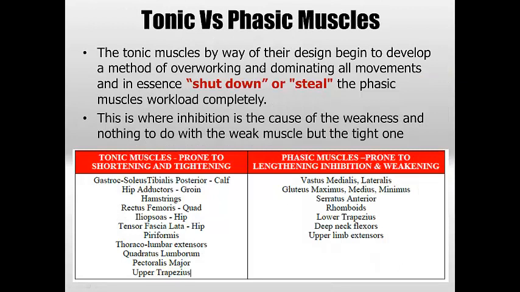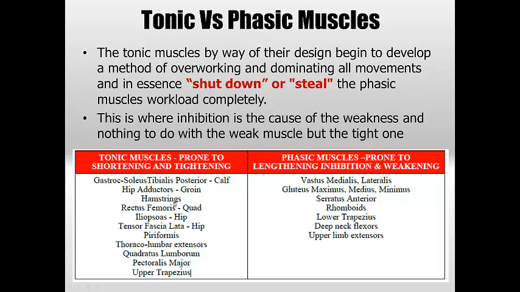The tonic muscles, basically, there's two sides of muscles. So the tonic ones are all these ones here, the phasic ones are these ones here. Some of them share things, so the hamstrings can sort of be on both sides. But basically the tonic ones are very much prone to overworking and dominating, and they in essence shut down and steal the workload of the phasic ones. An example would be, say, the quads on this side stealing the work from the VMO, the weaker one, because it's more phasic in nature.